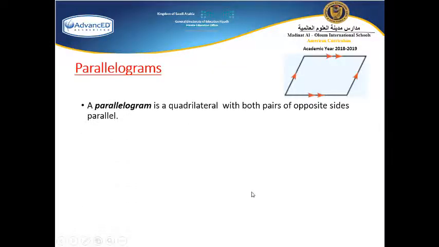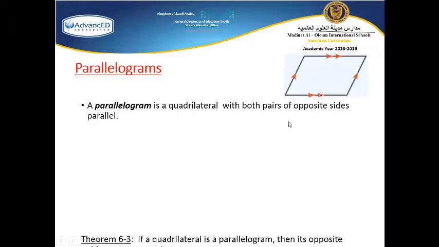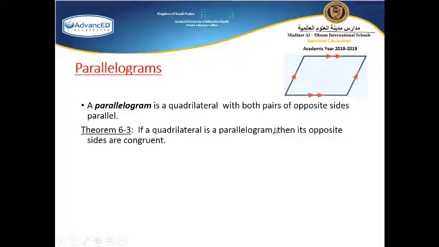A parallelogram is a quadrilateral with both pairs of opposite sides parallel. Each two opposite sides in the parallelogram are parallel. Here we have theorems. Theorem 6.3: if a quadrilateral is a parallelogram, then its opposite sides are congruent. Each two opposite sides are congruent.